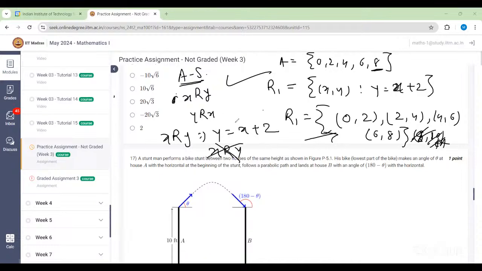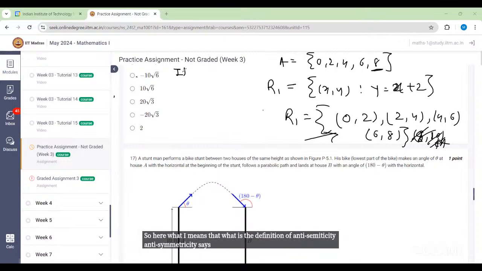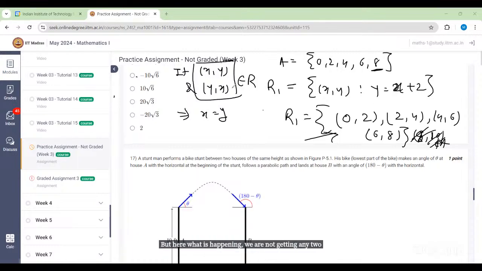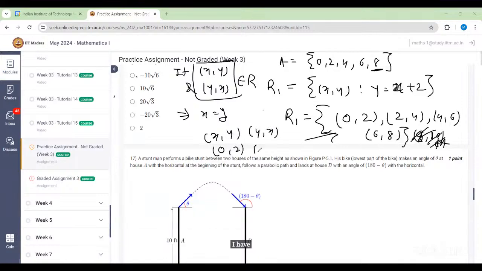Ma'am, I didn't get you. Sorry. What is the definition of antisymmetricity? It says that if (x, y) and (y, x) both belong to your relation, then you should be able to conclude x is equal to y. But here we are not getting any two pairs of the form (x, y) and (y, x). I have (0, 2), but I don't have (2, 0). This pair is not there.